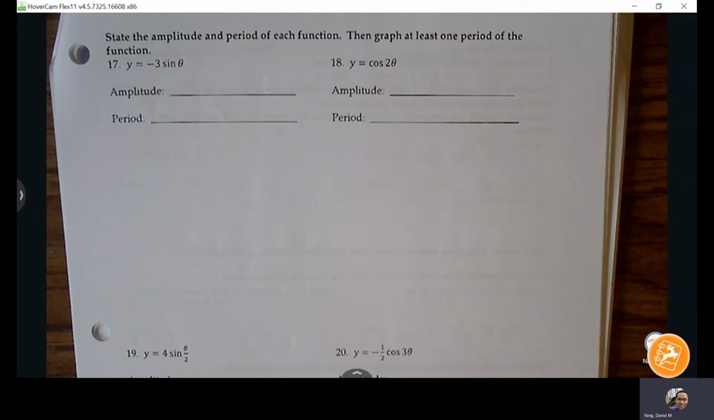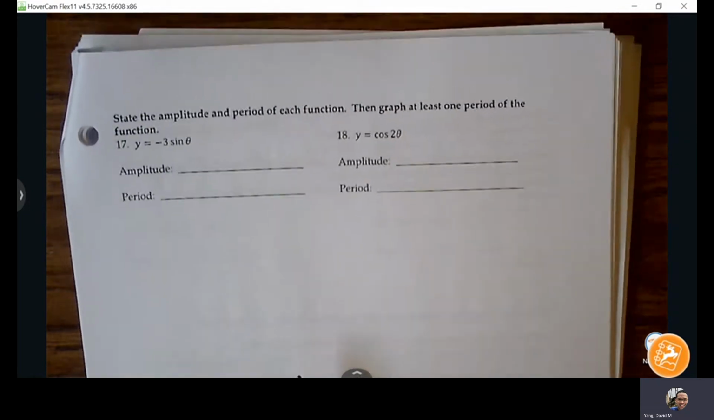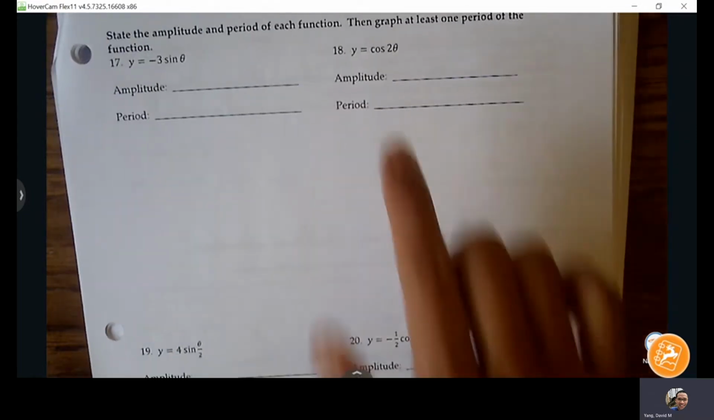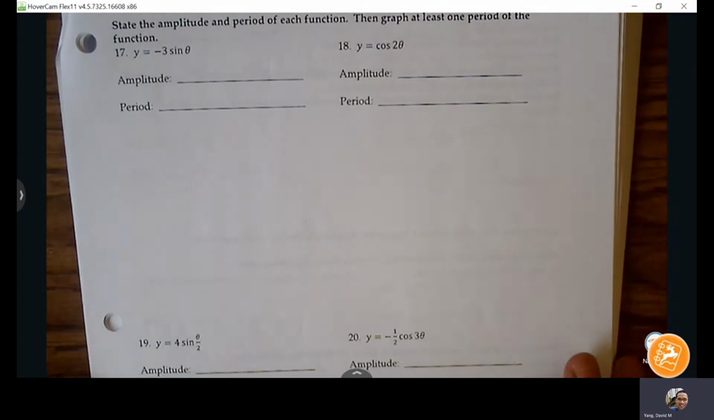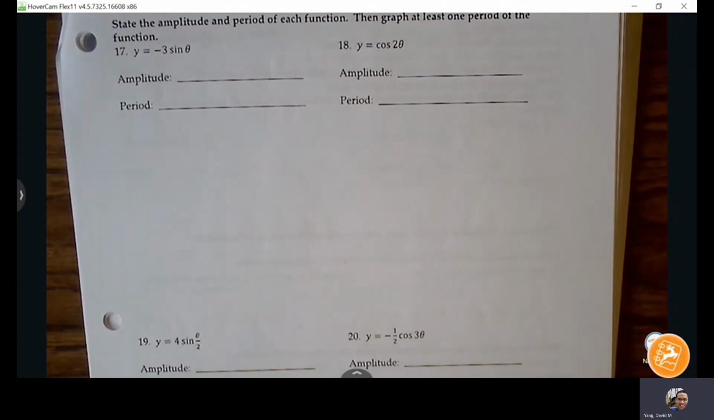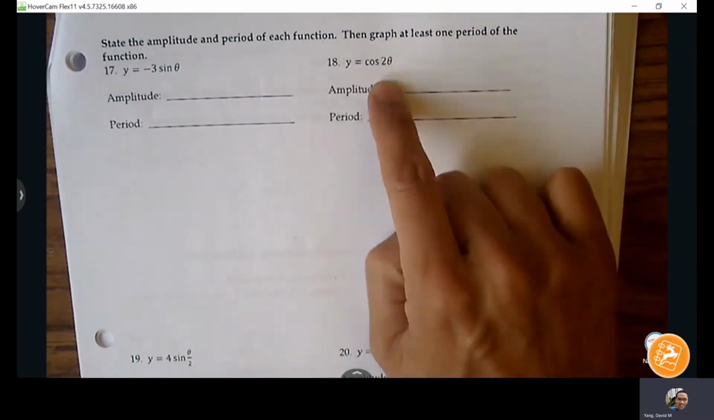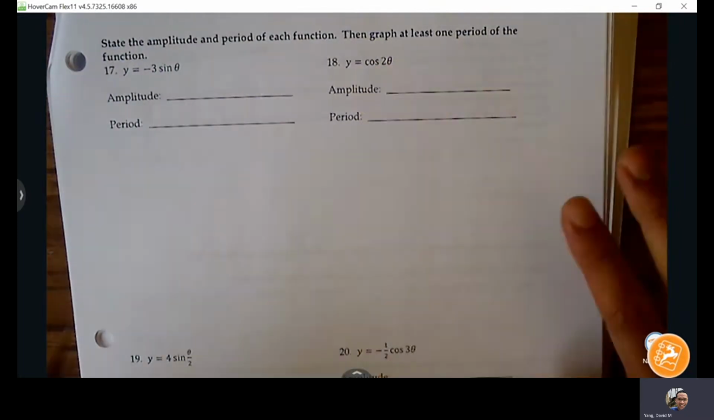Okay, let's go to the next page, page 9. I'm going to just jump to number 18. 18, 19, and 20 have all the different features that we want to be able to work through with these problems. So I want to change number 18 for a bit here.